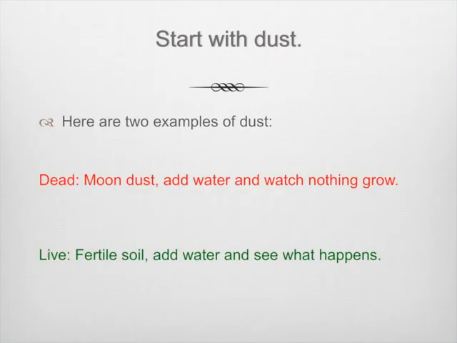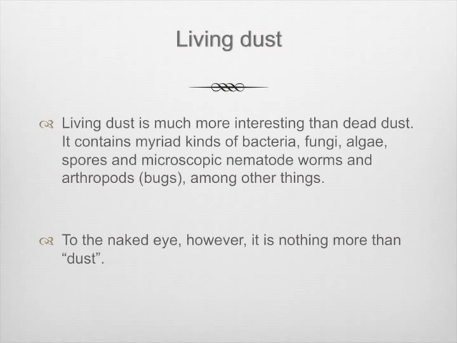Start with dust. We're being a little silly here, but here are two examples of dust. There's dead, like moon dust, and there's live, like fertile soil. So let's examine this a little further. Living dust is much more interesting than dead dust. It contains myriad kinds of bacteria, fungi, algae, spores, and microscopic nematode worms and arthropods, bugs, among other things. To the naked eye, however, it is nothing more than dust.